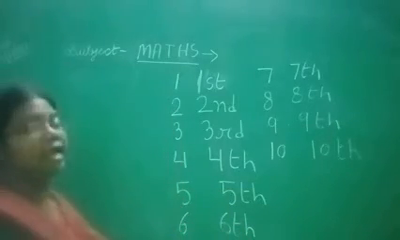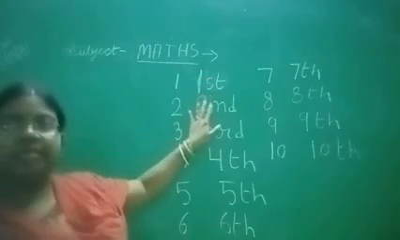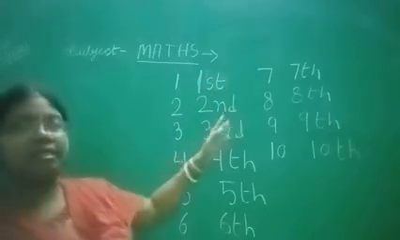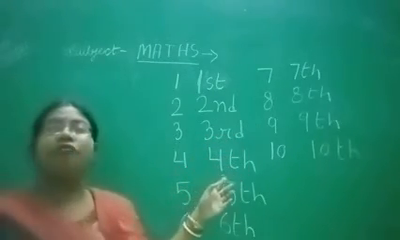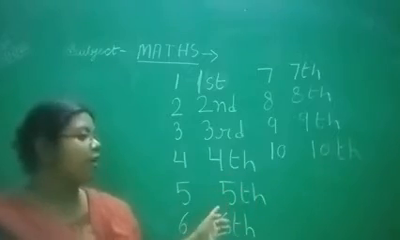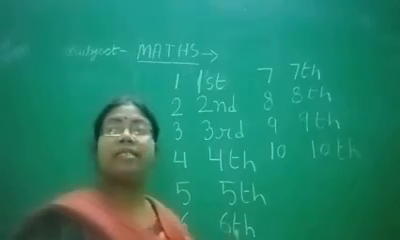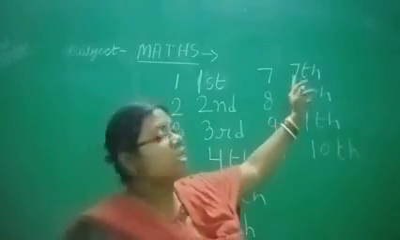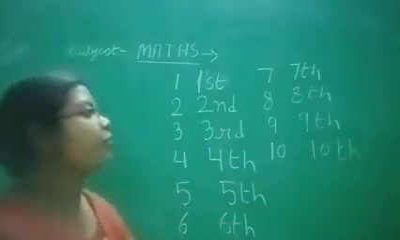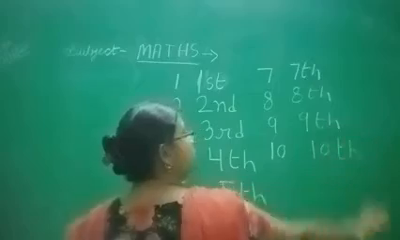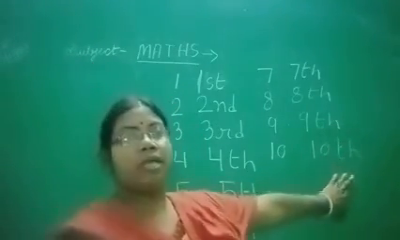Okay. When we are saying first, this is 1 and ST. First. Second, 2 and ND. Third, 3 and RD. Fourth, 4 and TH. Fifth, 5 and TH. Sixth, 6 and TH. Seventh, 7 and TH. Eighth, 8 and TH. Ninth, 9 and TH. Then 10 and TH.